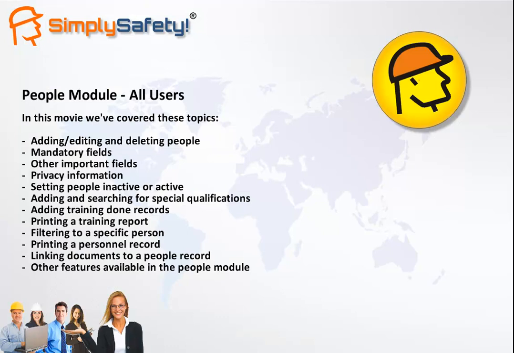In this movie we've covered these topics: adding, editing, and deleting people, mandatory fields, other important fields, privacy information, setting people active or inactive, adding and searching for special qualifications, adding training done records, printing a training report, filtering to a specific person, printing a personnel record, linking documents to a people record, and other features important in the people module.